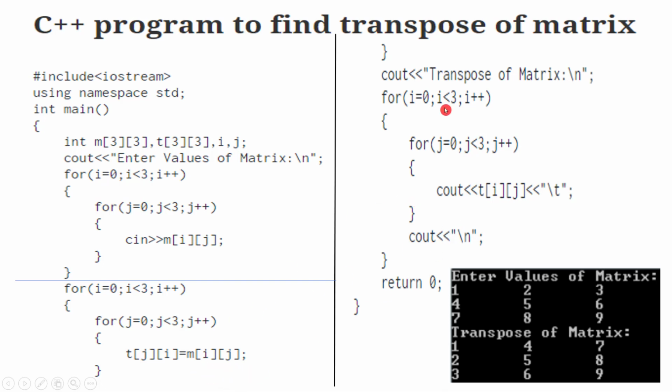Then we jump into the next step. cout, transpose of the matrix, for i equal to 0, i less than 3, i plus plus, for j equal to 0, t[i][j]. Yeah. So I think it's very clear for you. m[i][j] is the original matrix. m[i][j] is 1, 2, 3, 4, 5, 6, 7, 8, 9. Clear. t[j][i] is equal to m[i][j]. So there is a replacement. That means it will be like 1, 4, 7 and 1, 2, 3 in the t[j][i].